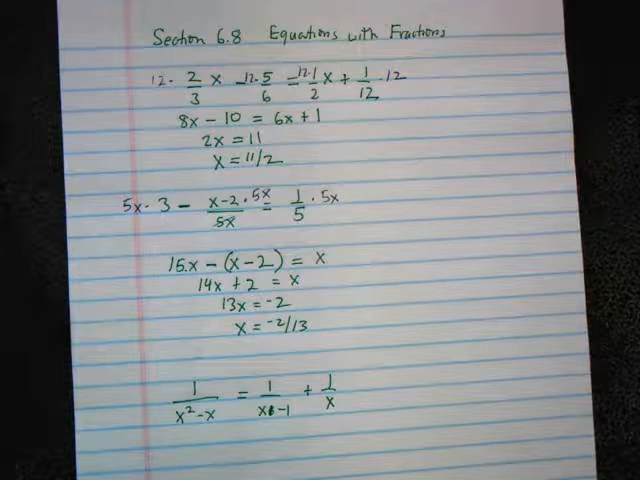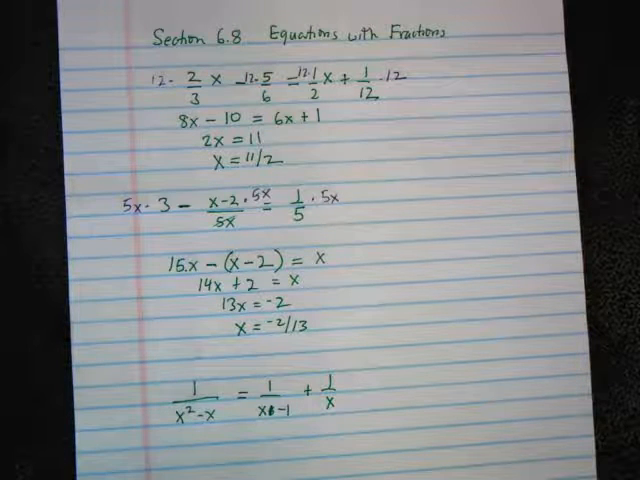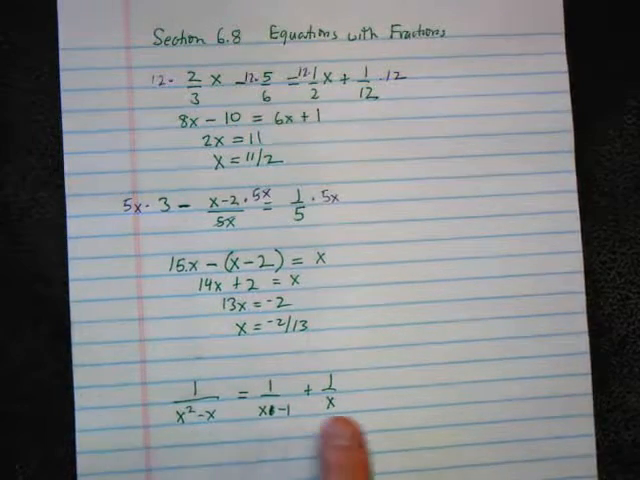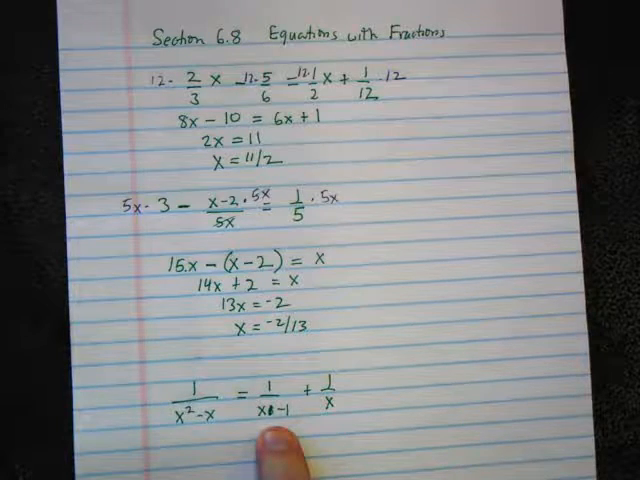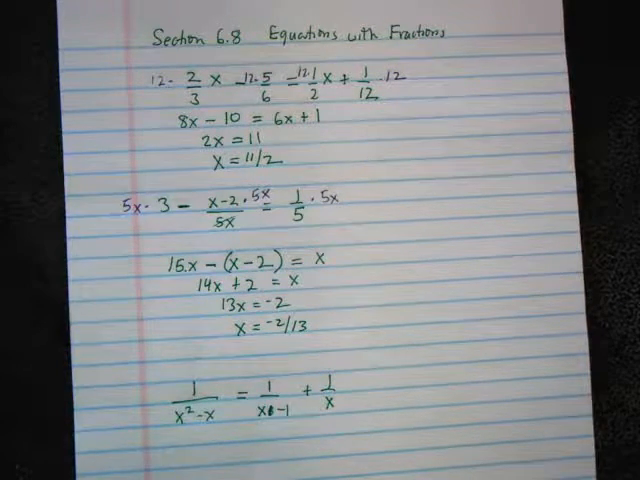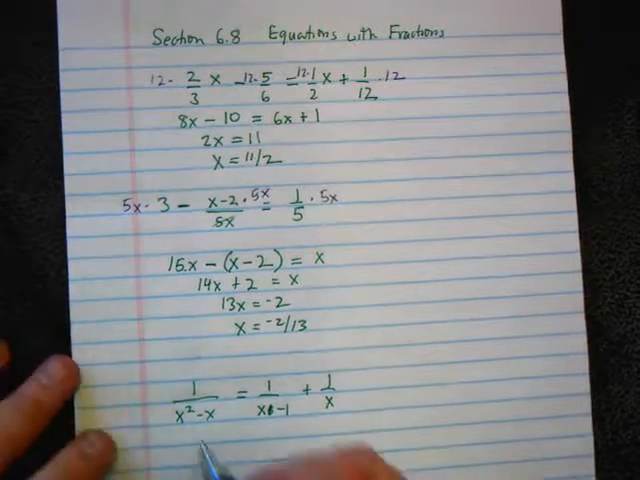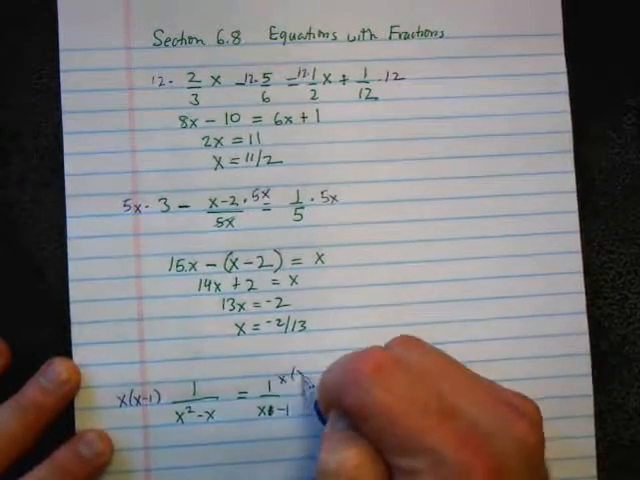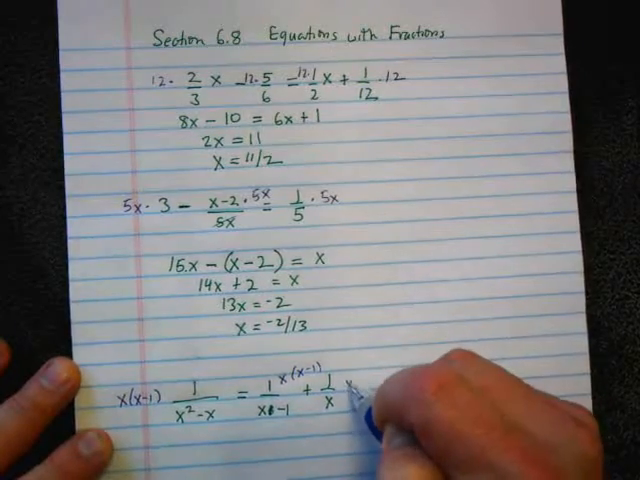All right, well, again, I see lots of fractions. I find a common denominator. What's my least common denominator? X squared minus x, because x squared minus x factors as x times x minus 1. So you're right, x squared minus x is our common denominator, but I'm going to write it as x times x minus 1. That way it'll be easier for me to reduce things, I think.